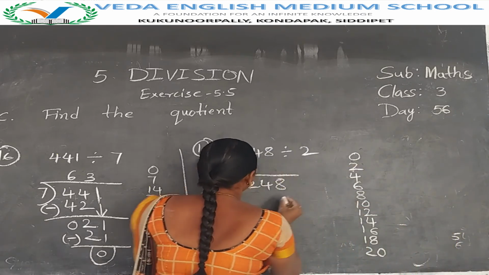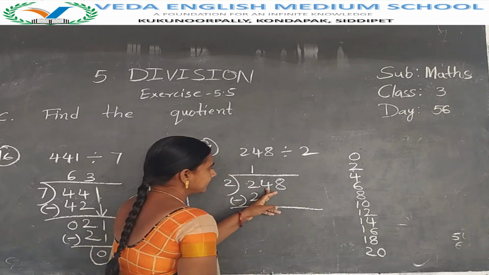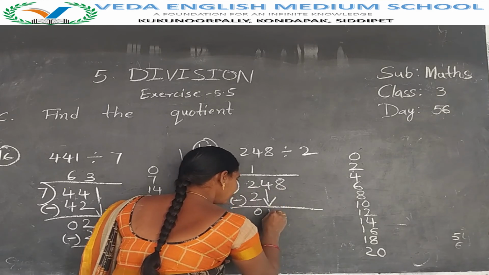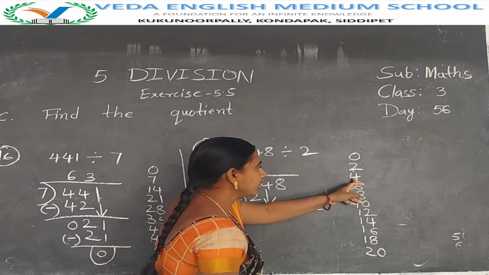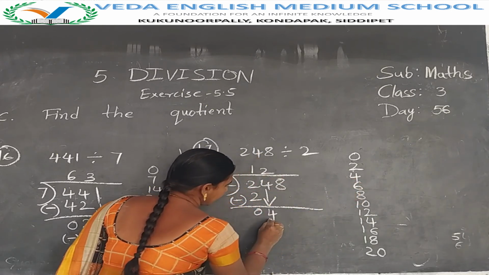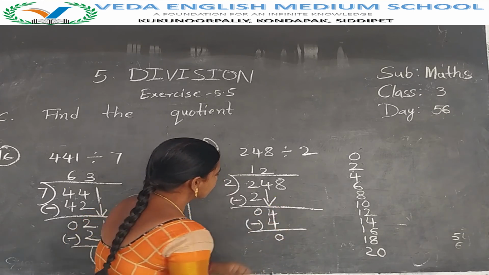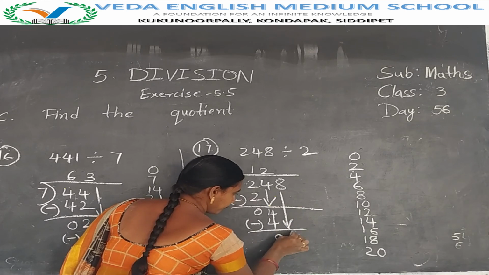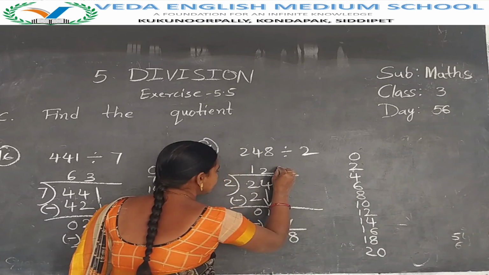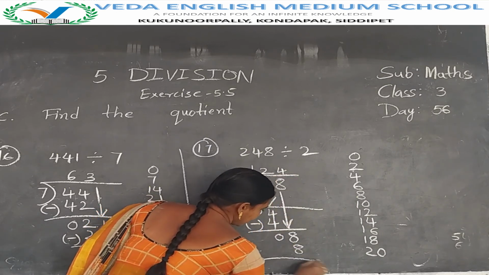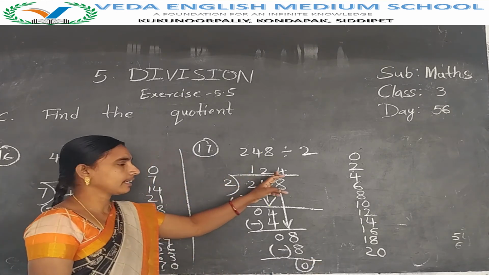1 and 2 is 2. 2 ones are 2. Now do the subtraction. 2 minus 2 is 0. Next digit 4, bring it down. Okay? 4. Find 4 in this table. 2 times 2 is 4. 2 twos are 4. Subtraction. 4 minus 4 is 0. The last digit, that is the third digit, 8. Okay? Find 8 here. 4 times 2 is 8. That means 2 fours are 8. Now do the subtraction. 8 minus 8 is 0. Here the quotient is 124.